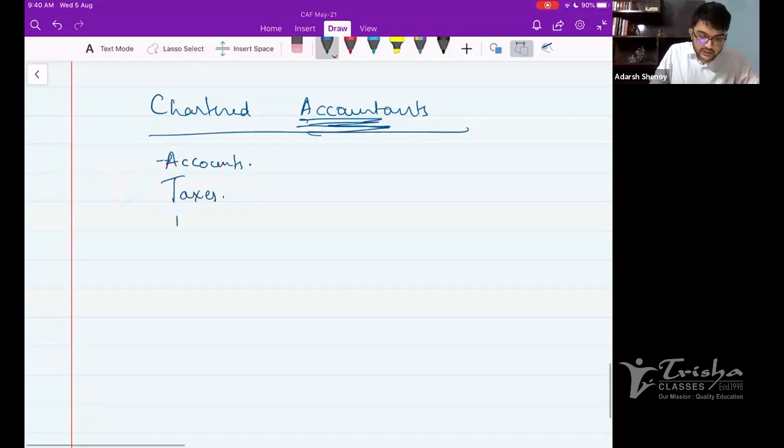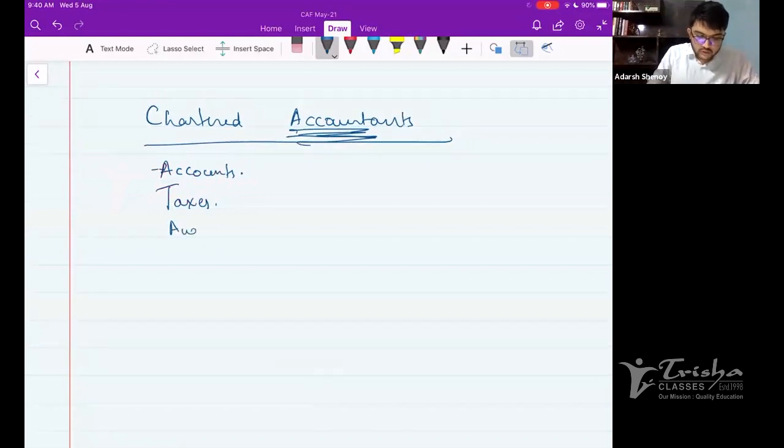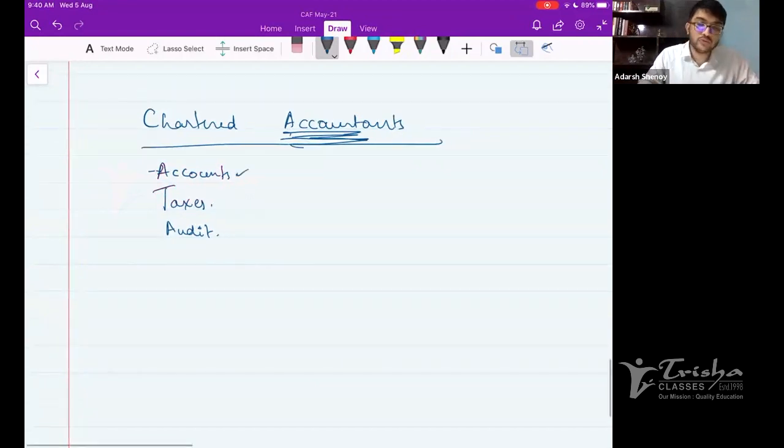Then they said, you are experts in accounts, so please become a checker of accounts, an auditor of accounts. A company will maintain accounts, you go and audit. Examine if they have maintained the accounts properly or not. Because you're an expert in accounts anyway, you know everything in accounts, so you audit the accounts also. So auditing is another field in which a chartered accountant can practice.